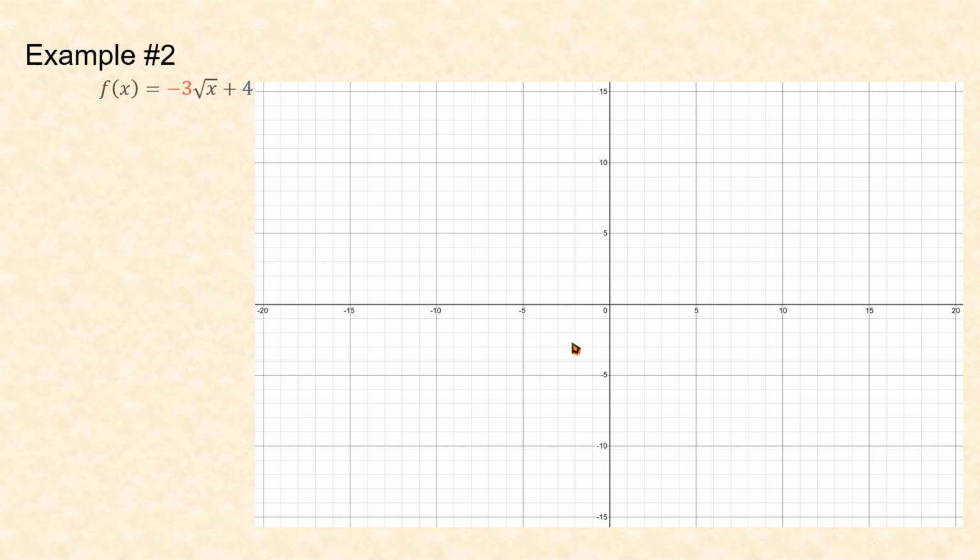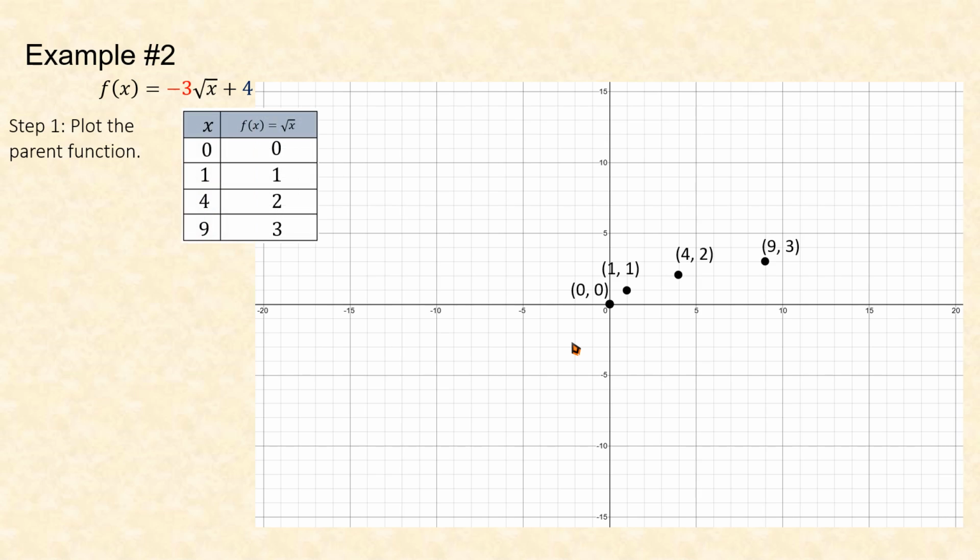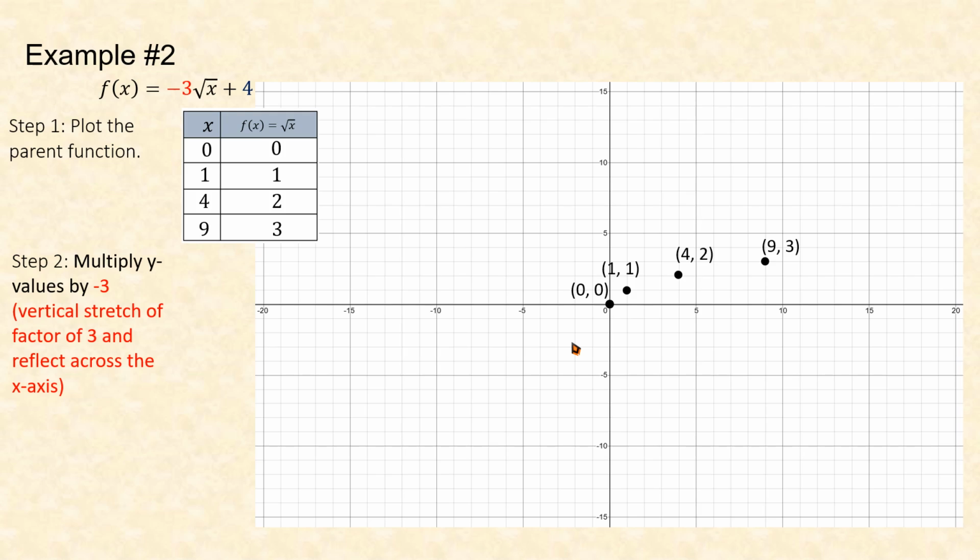Example number 2, I have f of x is equal to -3 square root of x plus 4. So again, step 1 is to plot the parent function with those same points, right? You got to memorize these points. Step number 2, I multiply the y values by -3, which is a vertical stretch of a factor of 3 and a reflection across the x-axis. Okay, this is important. It's negative, so there are two things that it does. It stretches and it reflects.